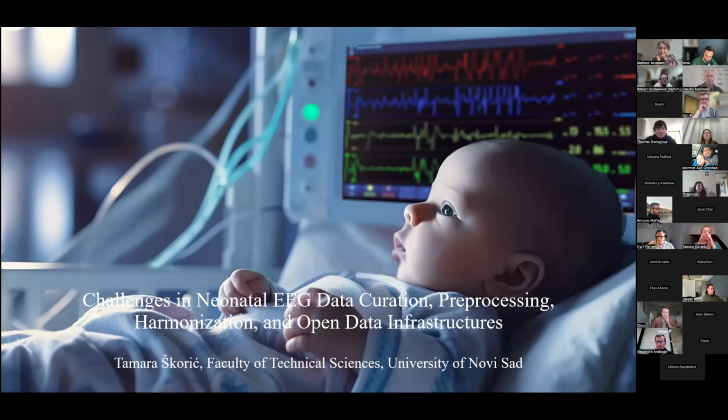As you mentioned, I'm Tamara Skoric and come from the Faculty of Technical Science, University of Novi Sad. I was the vice chair of the very similar COST Action, for NICU. And in that context, I will present all the challenges that we have regarding data collection, pre-processing, harmonization, and open infrastructure in data collection in the context of neonatal intensive care.